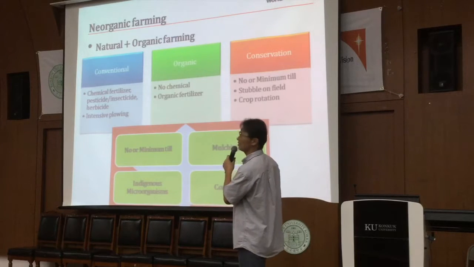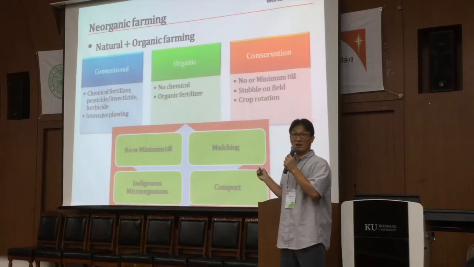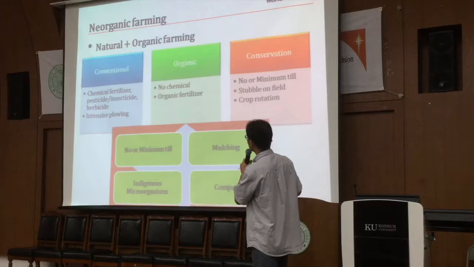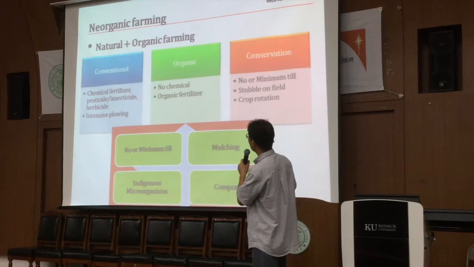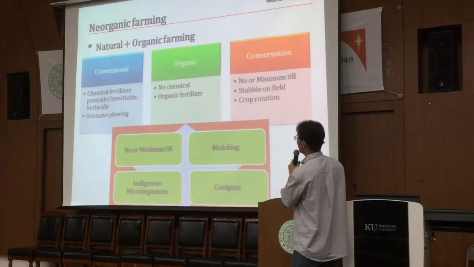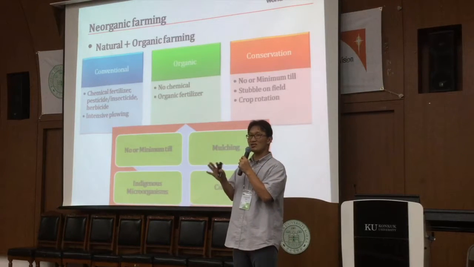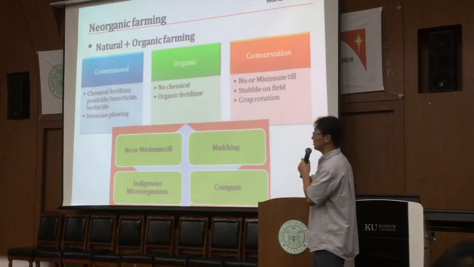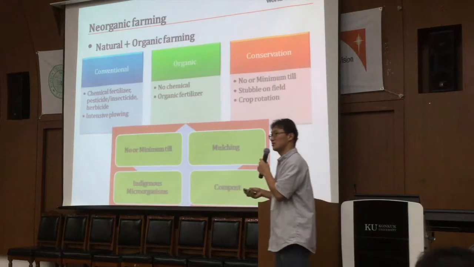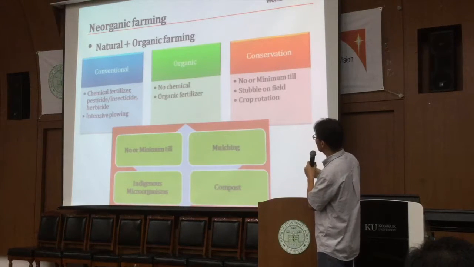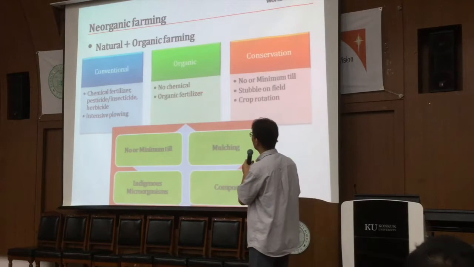Here are the conventional, organic, and conservation methods. Conservation is what the FAO recommends nowadays. These are the characteristics of each methodology, but I emphasize their weak points. Conventional farming, as you may know, is not sustainable. Organic is somewhat sustainable, but its productivity is not higher than the conventional way. And conservation still uses chemicals and chemical fertilizers. So I chose the merits of each methodology.